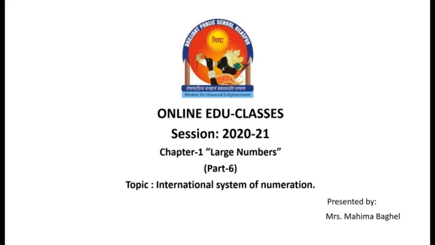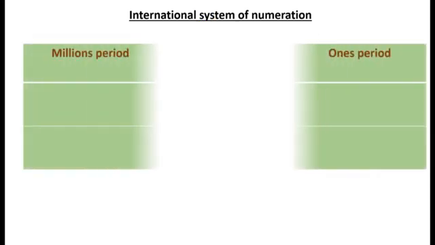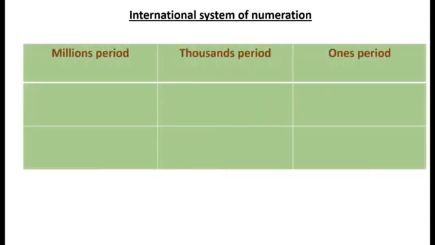Today in our class we will be studying chapter number 1, Large Numbers, and the topic will be the International System of Numeration. Children, here we will study 3 periods in the International System of Numeration: the ones period, thousands period and millions period. If you want to study up to 9-digit numbers, we have to use up to the millions period.